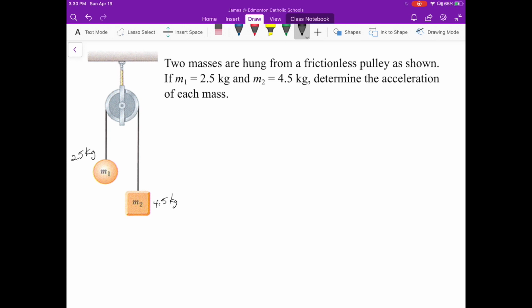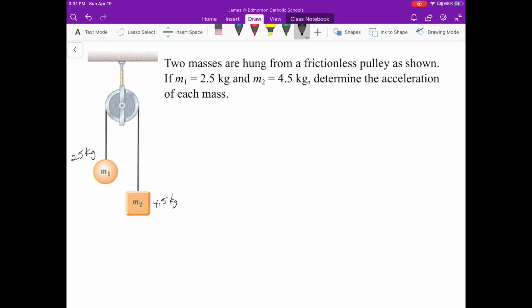When you let this thing go, obviously mass 2, the one on the right, is heavier than the mass on the left. So it's going to accelerate down and it's going to pull mass 1, and they're both going to accelerate at the same time. So M2 is going to go down, M1 is going to go up. And the force that is going to cause that is gravity.